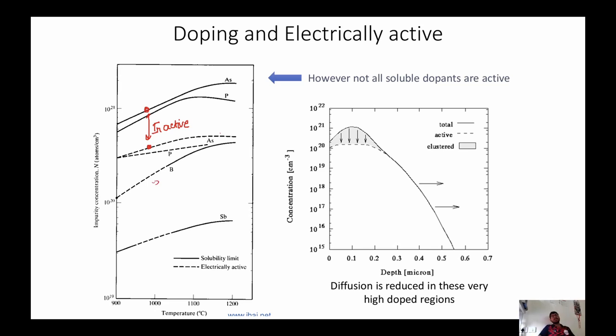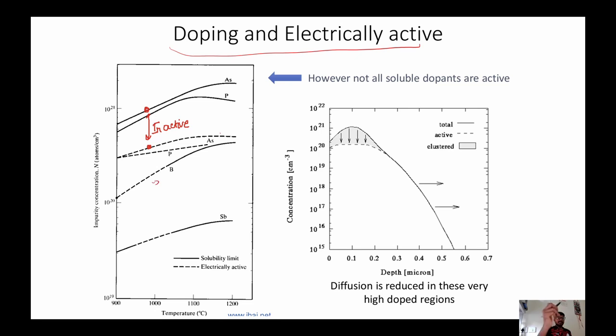Now let us come to doping and electrically active. Whatever you dope, that doesn't mean it will contribute to the doping. Whatever impurity you put inside the crystal doesn't necessarily act as a dopant, that is, electrically active. Electrically active means it contributes to improving the concentration of electrons or holes to tune the conductivity. That doesn't mean that.